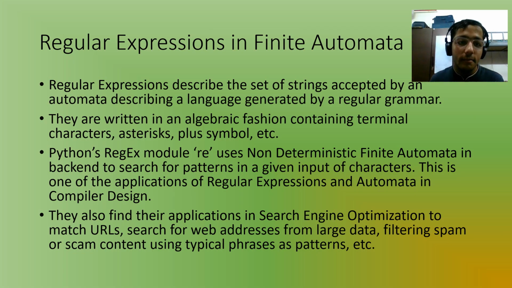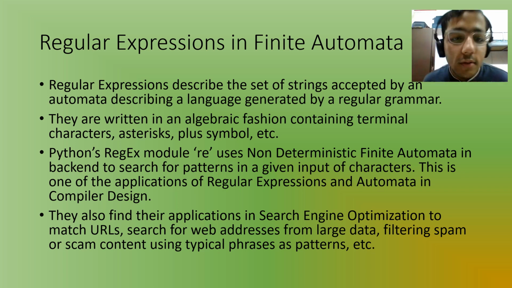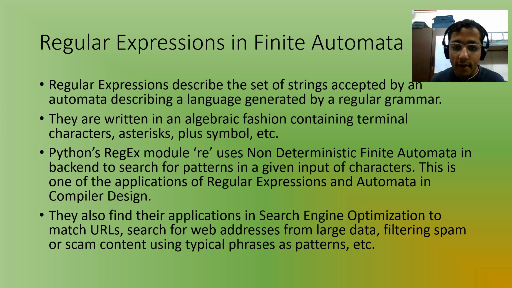So I'll be starting by discussing the conversion of regular expression to finite automata, like how a finite automaton reads a regular expression. Regular expressions describe the set of strings that are accepted by a language. That language is generated by a grammar, as we have seen in class. They are written in some algebraic form, like we put asterisks, characters, then some plus symbol, commas. That's for all the deterministic and all the regular languages.